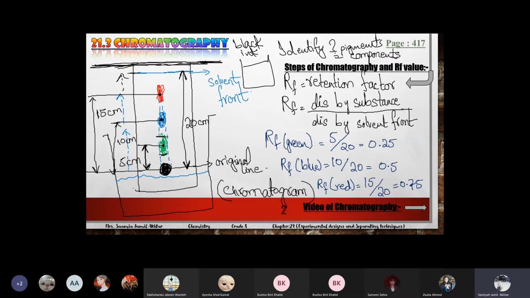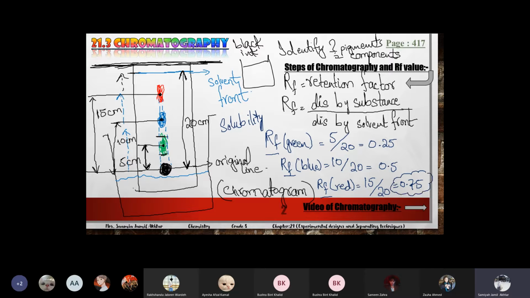So that's how you calculate the RF value, and these RF values actually tell us the solubility, that is, how much a substance is soluble in a particular solvent. The solvent which we are using here is water. So at how much extent these colors are soluble in water. If it is more soluble, red is the most soluble. Yes, red is the most soluble. Good. So it means 0.75. Red RF value is 0.75.